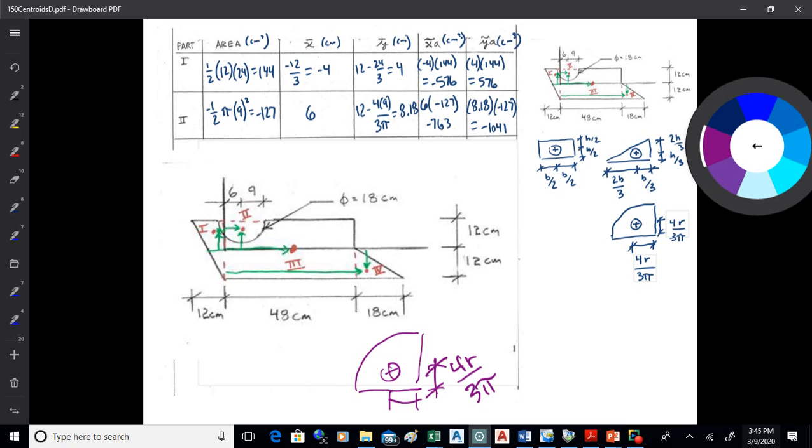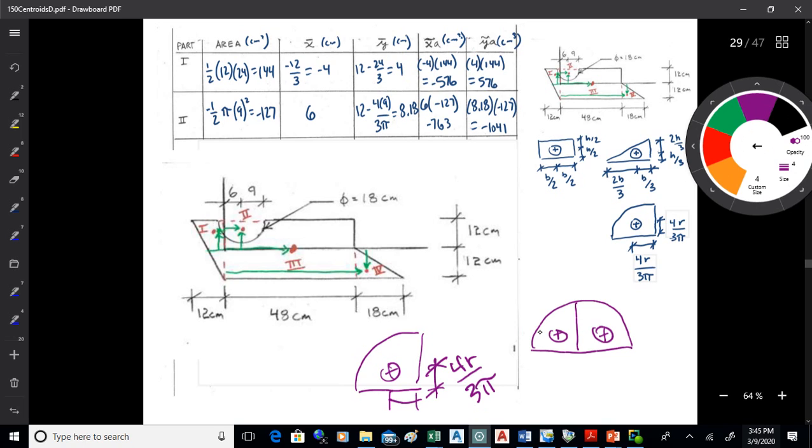4r/3 pi. Now, if you put 2 quarter circles together, what you get is a semicircle. So both of those centroids will be that height. So the combined centroid will be right on that midpoint line at that height. So this dimension will be 4r/3 pi for a semicircle. The centroid will be right in the middle, though, right in the middle of the semicircle. Okay?